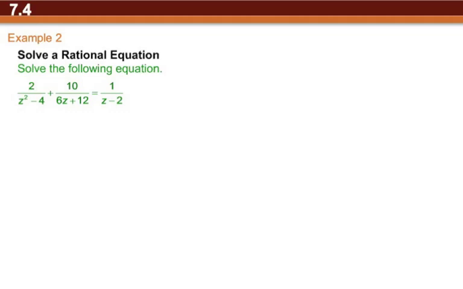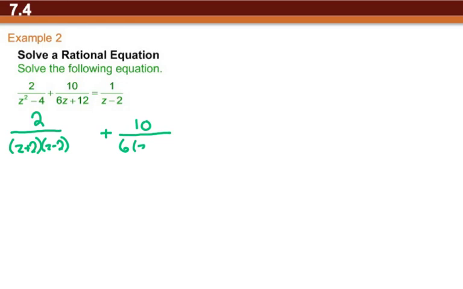So in this example, we have denominators with multiple terms. When we have that, just like with adding and subtracting, we do need to factor them out before finding the common denominator. So we have 2 over z squared minus 4, and z squared minus 4 is a difference of squares, which factors into z plus 2 and z minus 2. Next, 10 over 6z plus 12. No trinomial, no difference of squares, just a common factor of 6 that can get taken out.